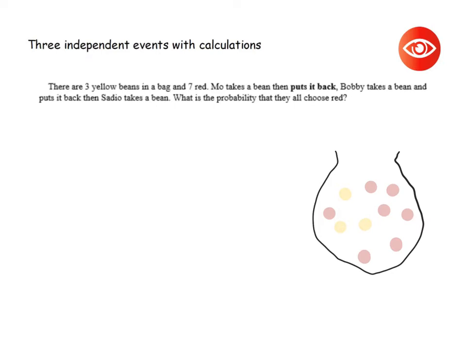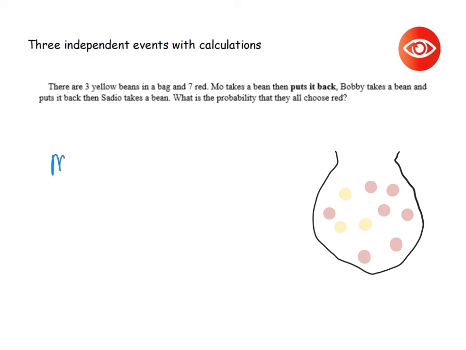all choose red. So to do that, the key thing is in the wording, it's in bold. They put the bean back into the bag, which is important because the bag then stays the same for each person. And if they did remove it, then that makes life a little bit more tricky.